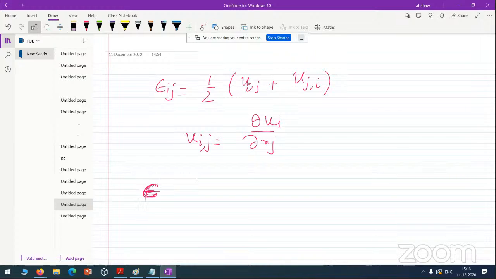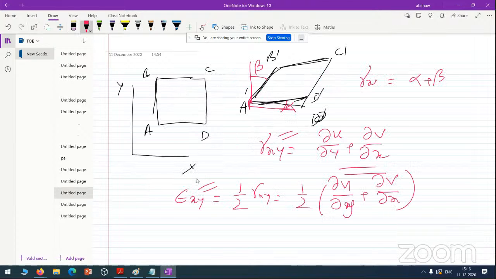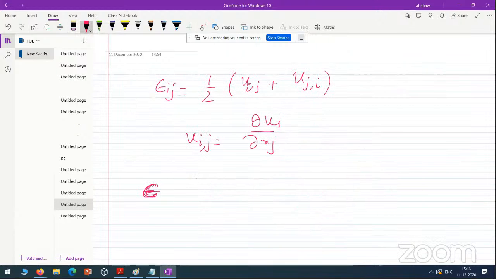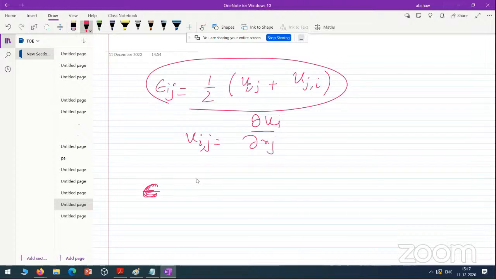What we are discussing is the representation of strain, indicial representation and tensorial representation. We have seen how we can write this shear strain. This is gamma xy and this is epsilon xy, and if we have to represent this in indicial form, this is the indicial form. Now the same can be represented in a tensorial form, strain as a second order tensor.